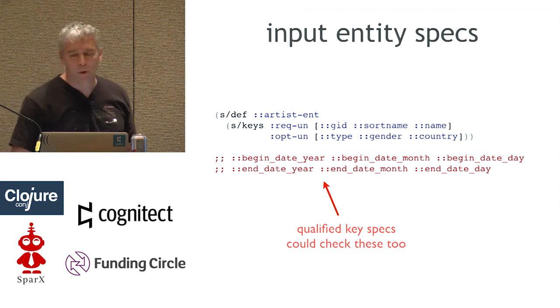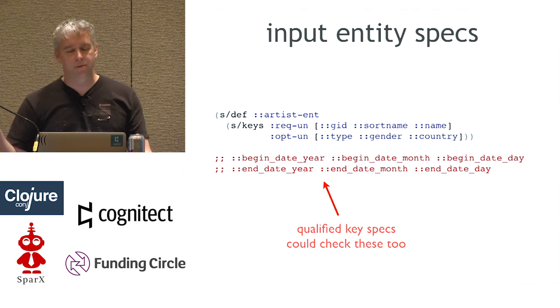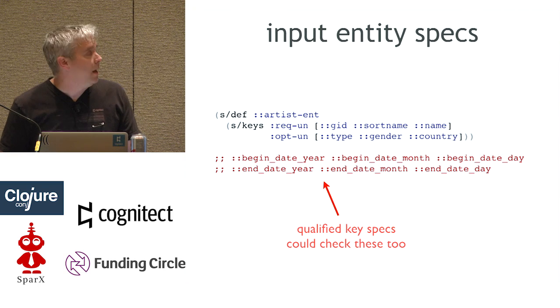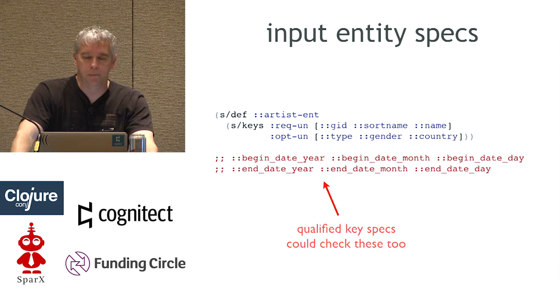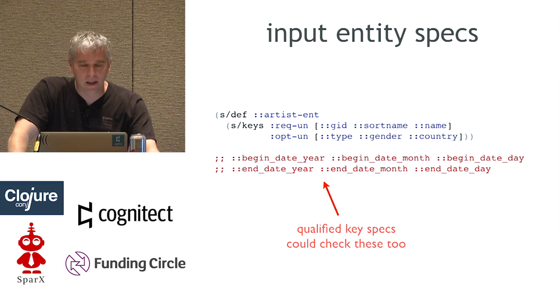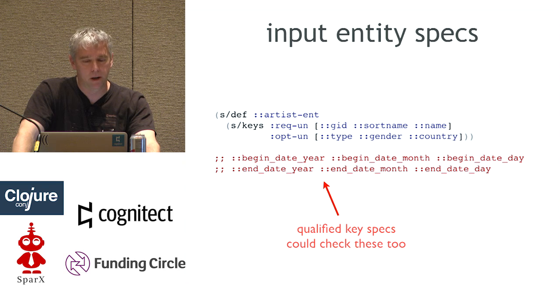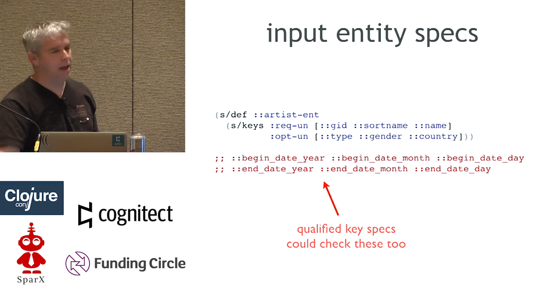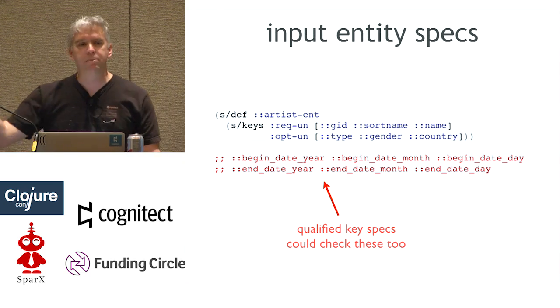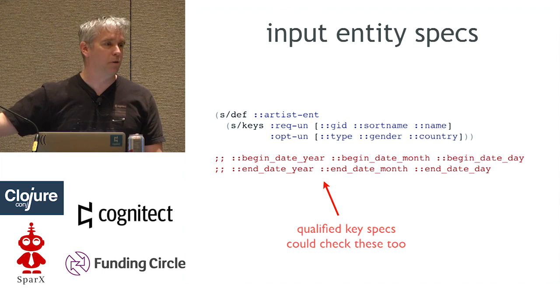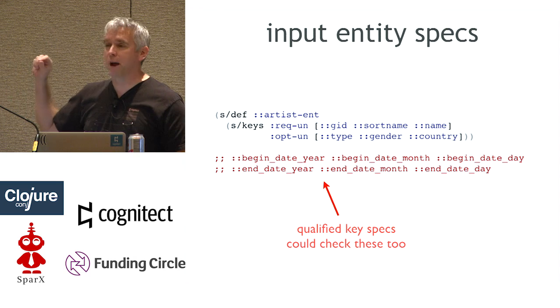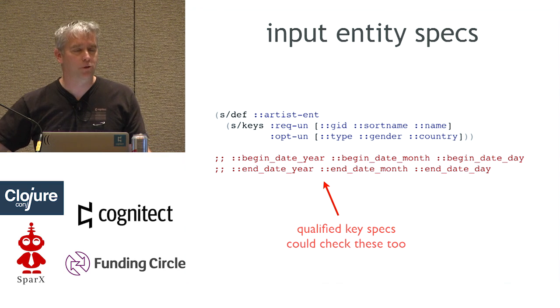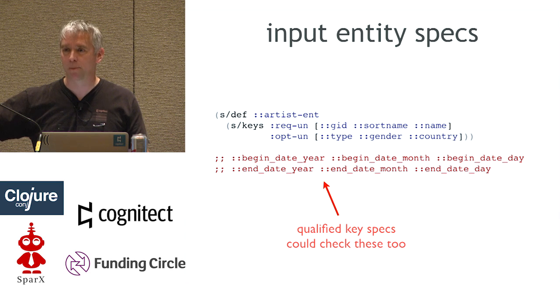And so what I ended up doing was describing the input side of the data as map specs. An artist in the system is required to have a global ID and a sort name and a name. And optionally, it also has a type and a gender and a country. And by doing this, I could then strap this spec on. I could run all the data through a conformer and say, am I right? Or, what did I not know about? I could also strap this on to functions that were processing the data, an instrument, and say, hey, stop me, pull me up short if I'm mistaken about the facts of the system.